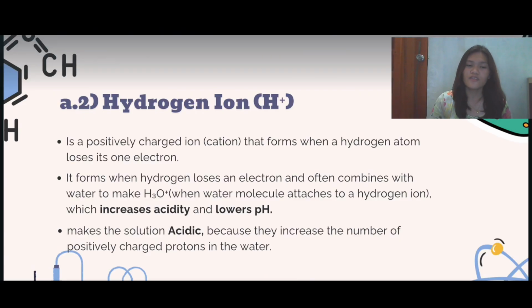Second is the hydrogen ion. It is a positively charged ion that forms when a hydrogen atom loses its one electron. It often combines with water to make a hydronium ion, which increases acidity and lowers the pH. It makes the solution acidic because they increase the number of positively charged protons in the water.